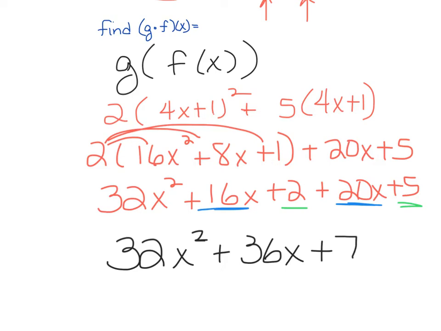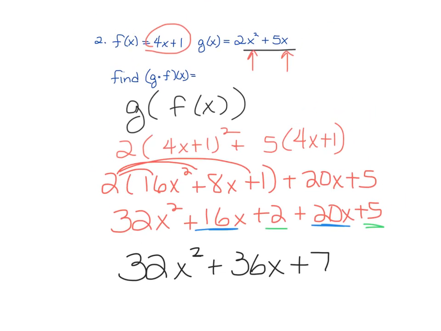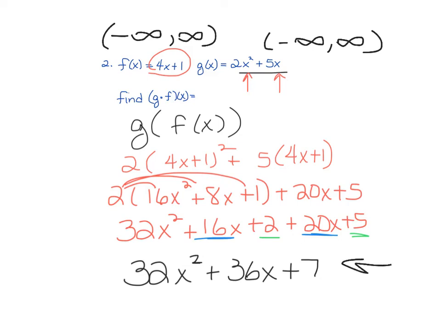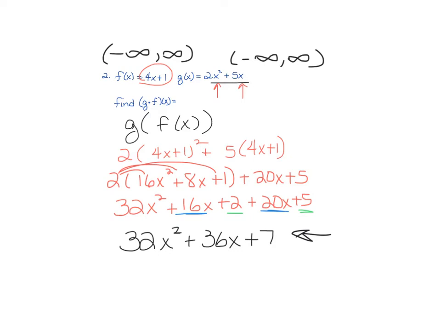Notice the domain of the original one, my f of x function. It's linear, so it's all real numbers. Notice the second function, the g of x, no fractions, no radicals. It's a parabola. And if you remember from lesson 2.5, all squared functions are also all real numbers. And notice my answer here, my simplified composite function, is also a quadratic equation or an x squared function. So the domain of this one is all real numbers.